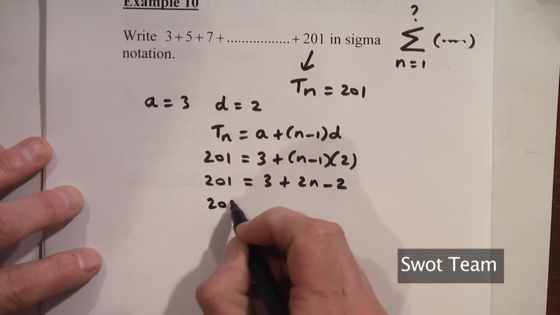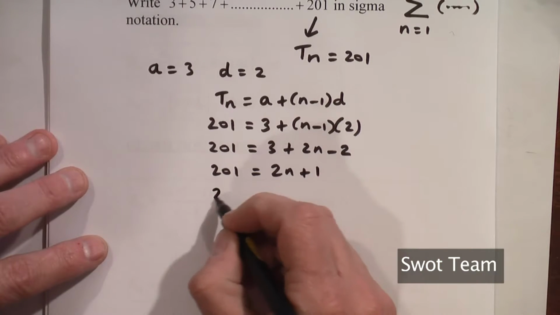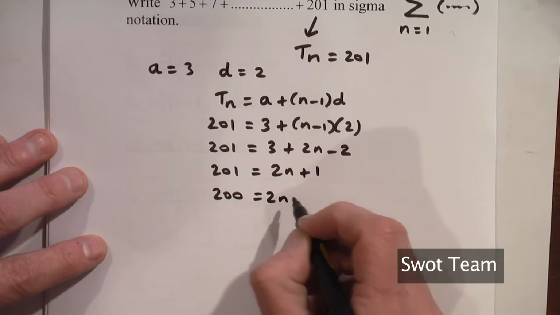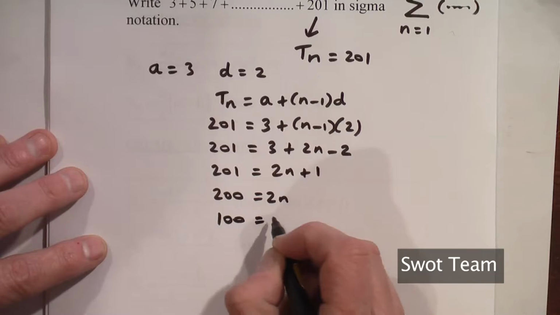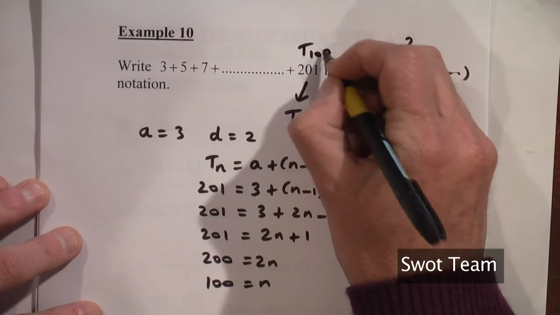So what do we have? 201 is equal to 2n plus 1. If you bring the 1 across, it goes 200 is 2n. And if you divide both sides by 2, n is 100. So this term is term 100. So there must be how many terms then in the series? 100 terms of the arithmetic. So we've got the number on top, provided we start at the bottom of the sigma with 1.